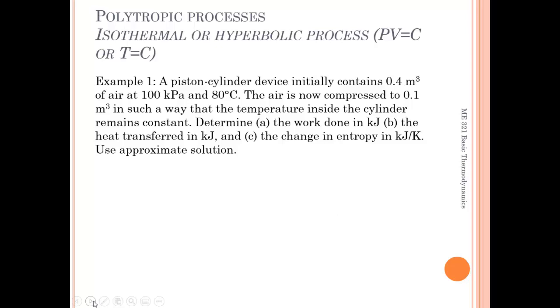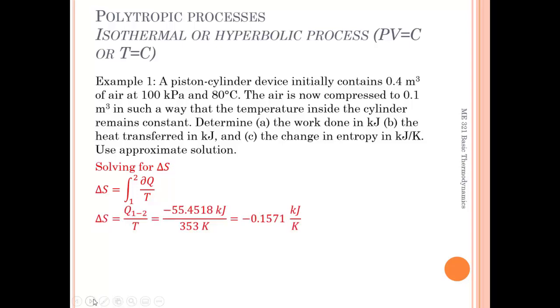Finally, we shall solve for the change in entropy during a compression process. We know that the change in entropy can be computed using this equation, which is based on the TS diagram. But we no longer need to evaluate this integral, since we already know the heat transfer during the process. So by substituting negative 55.4 kilojoules for heat and 353 Kelvin for the temperature, we'll finally get the change in entropy during the compression process.